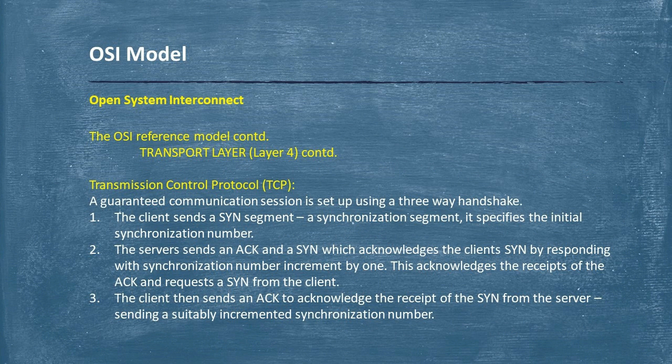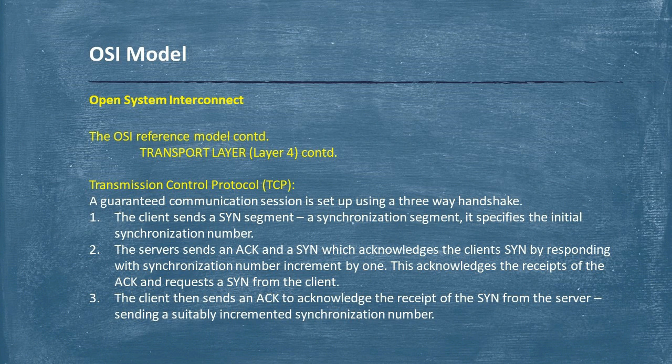And finally, the very frequently used protocol TCP sets up a guaranteed communication session using a three-way handshake. How does TCP/IP work? It works with a three-way handshake. First, the client sends a SYN segment, a synchronization segment. It specifies the initial synchronization number. You can see here, first SYN is sent. The server sends an acknowledgement, ACK, and a SYN, which acknowledges the client's SYN by responding with a synchronization number incremented by 1.